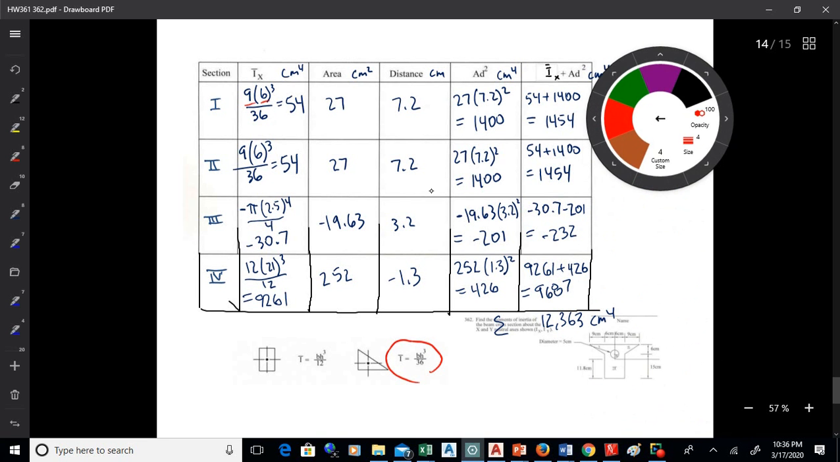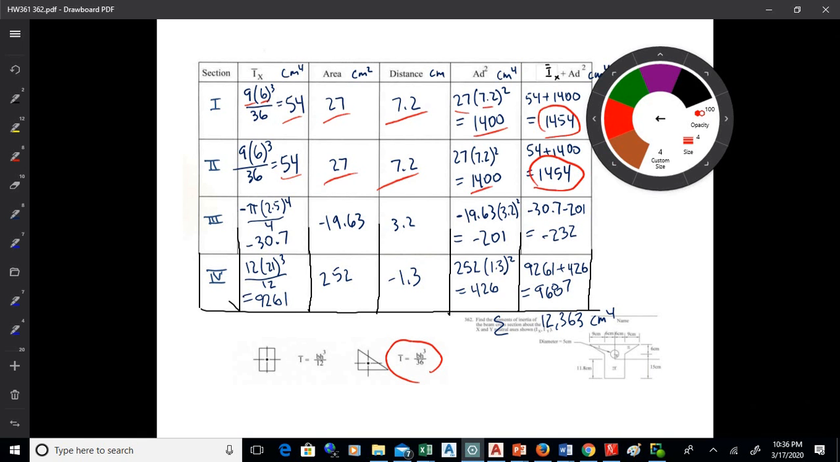So 9 times 6 cubed over 36 is 54. The area is 27. The offset distance we found is 7.2. So 27 times 7.2 squared is 1400. So you're going to take 54 plus 1400 and get 1454. That's the total moment of inertia of each of those triangles about that x-axis we're working with.